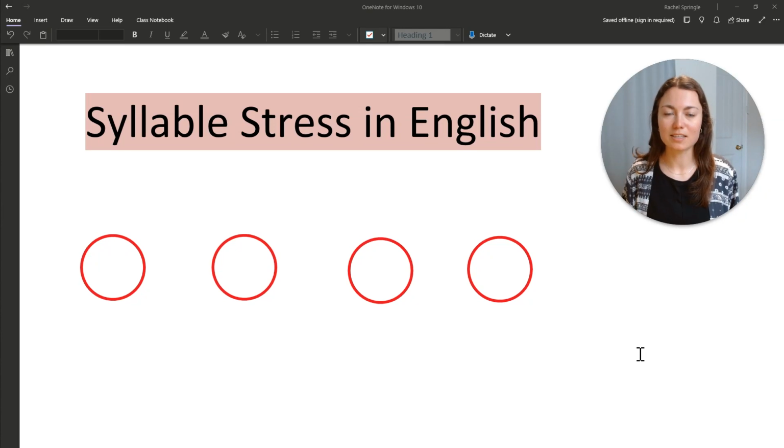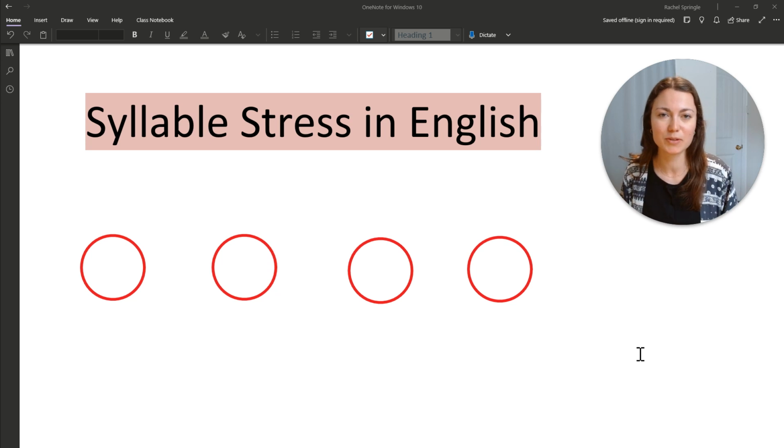We're going to look today at stress in English, and specifically focusing on syllable stress, so within words in English. Now, stress patterns can be incredibly difficult to memorize and to actually use correctly. And that really has to do with the origins of the English language. We have Germanic origin, where the words coming into English typically were stressed on the first syllable.